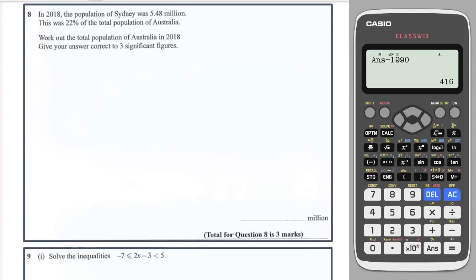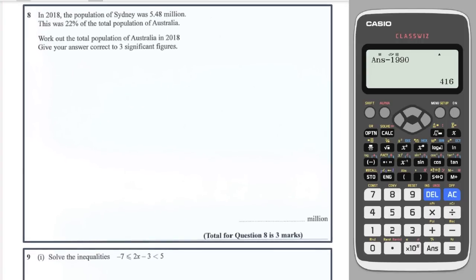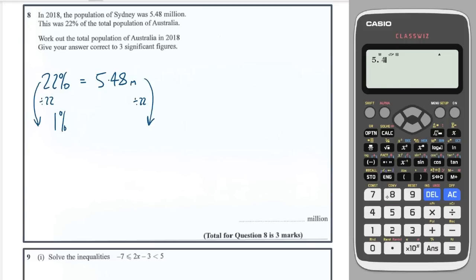Okay, next question. We have a percentages question, and we're told that the population of Sydney was this, and this was 22% of the total. So 22% was equal to 5.8 million. I'll just write 5.8 m. So what I'll do is I will find 1% first, and I'll do that by dividing by 22. So I'll take 5.8 and I'll divide it by 22.